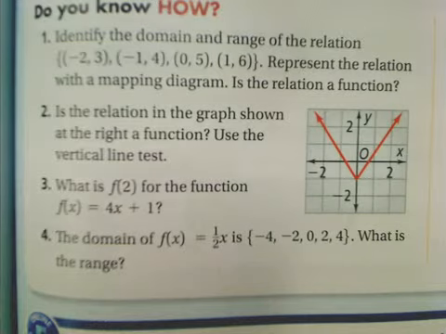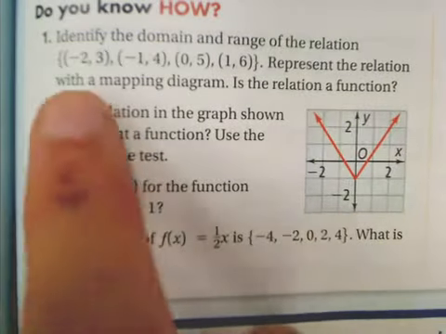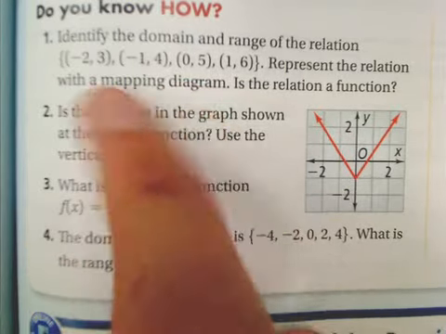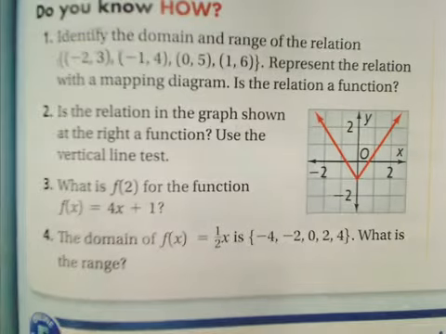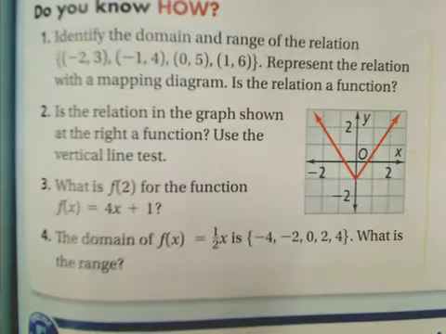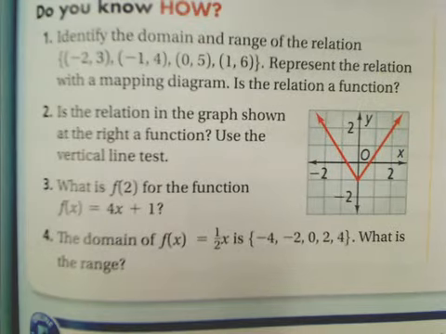Okay, let's look at this real quick. Let's see, identify the domain and range of this relation. So the domain is -2, -1, 0, 1. The range, I would say, is 3, 4, 5, 6. Those are both already in order. That's cool. Represent it with a map. If everything's in order, that'd be a boring mapping diagram. All the arrows will go straight across. Hopefully we've already kind of checked that as I walked around.